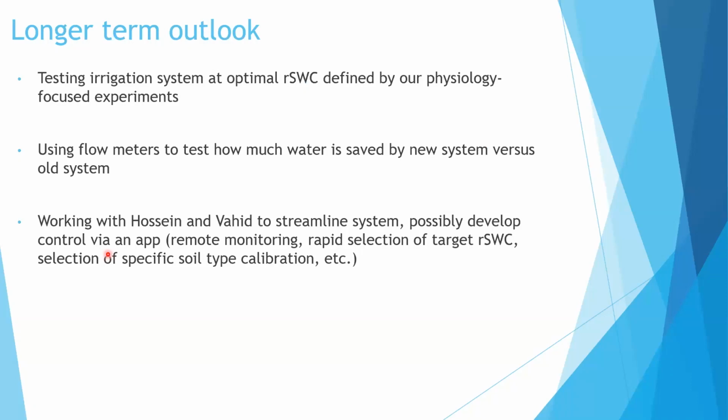So the longer term outlook for that is we want to test the irrigation system at the optimal soil water content that we define based on the experiments that we're doing here at Essex, or that we'll start very soon. And then we're going to use flow meters to test how much water is saved by these two different methods, the old method and the one that we developed.